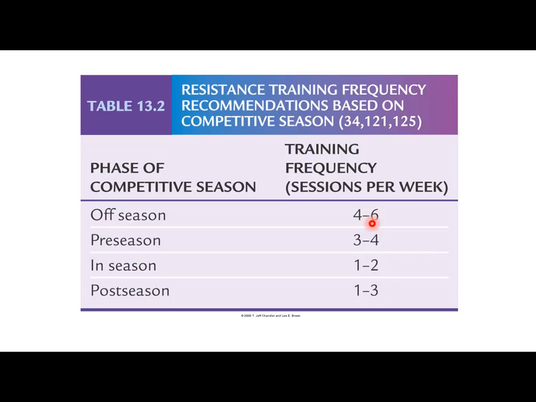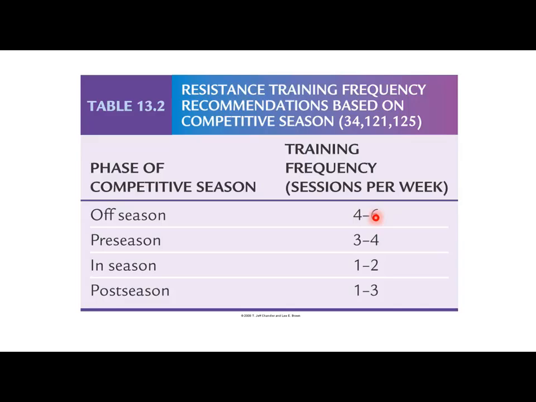Preseason, 3 to 4 times a week. In-season, postseason, the fewest. Now, here's the thing to remember. Intensity and volume are related to all of this. You need to remember that in the off-season, intensity is going to be somewhat low. Volume of training is going to be high.